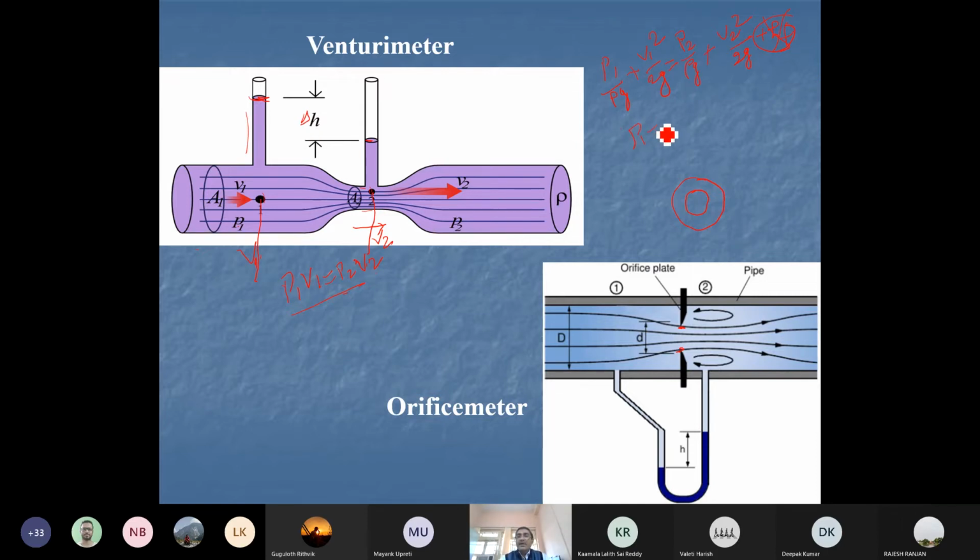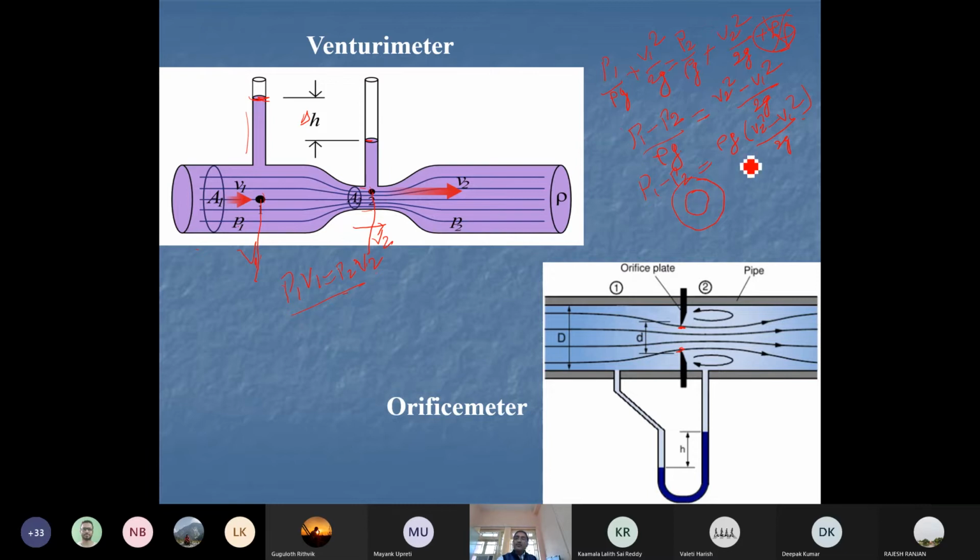We can have P1 minus P2 divided by rho g, that is simply equal to V2 square minus V1 square by 2g. Or simply P1 minus P2, that is our target, is equal to rho g into V2 square minus V1 square by 2g. Now you can find out the value of V. That is basically the equation we are going to use, or the relationship. We learned it in theory to find this relationship.